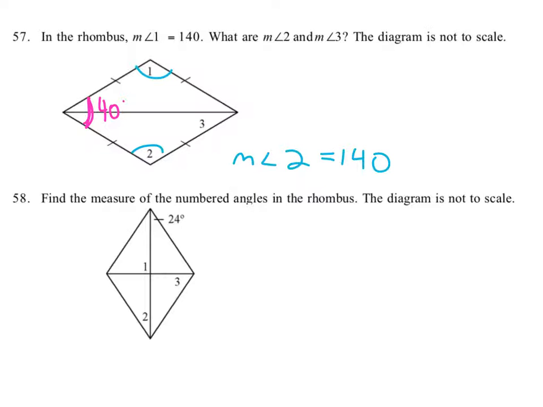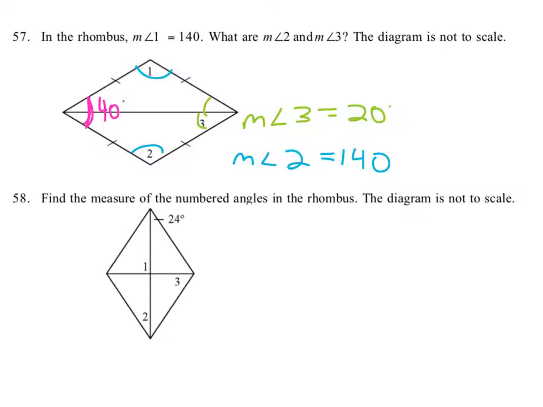Well, we know that in a rhombus, the diagonals are going to bisect the opposite angles. So that means that this is going to be congruent to that. And if that's true, then they have to split that 40 degrees equally among both of them. And so each one is going to be 20 degrees. That's it. Now let's see what we can do for number 58.